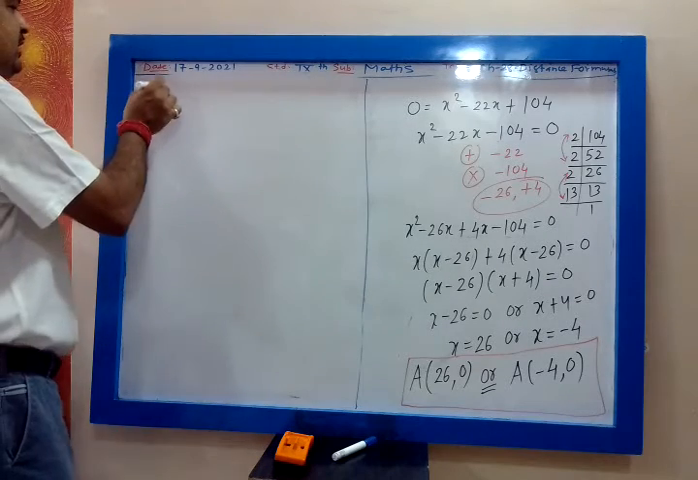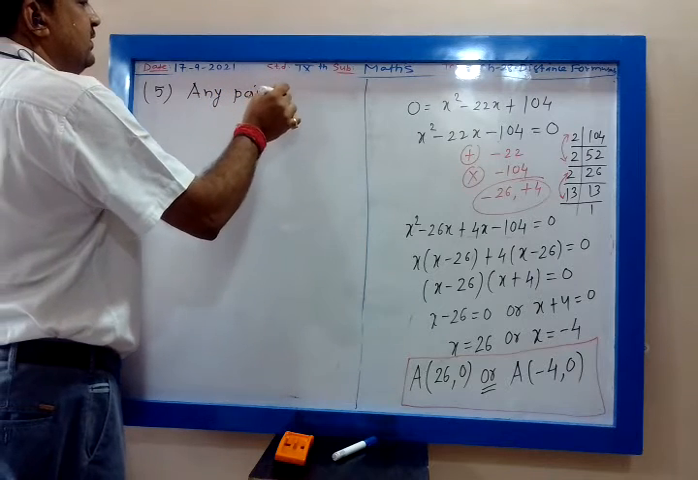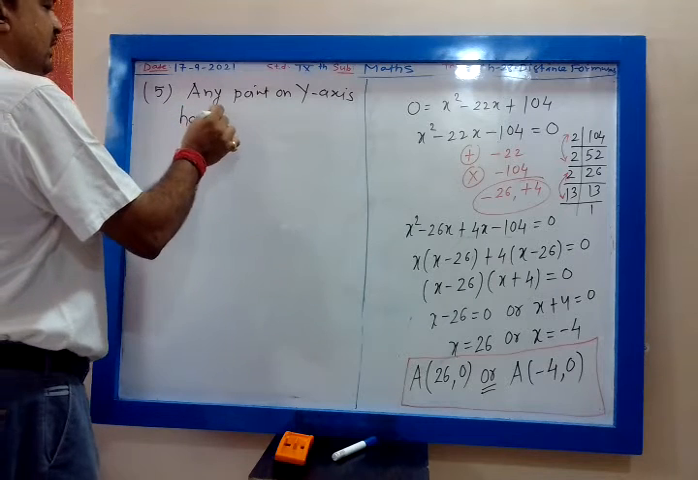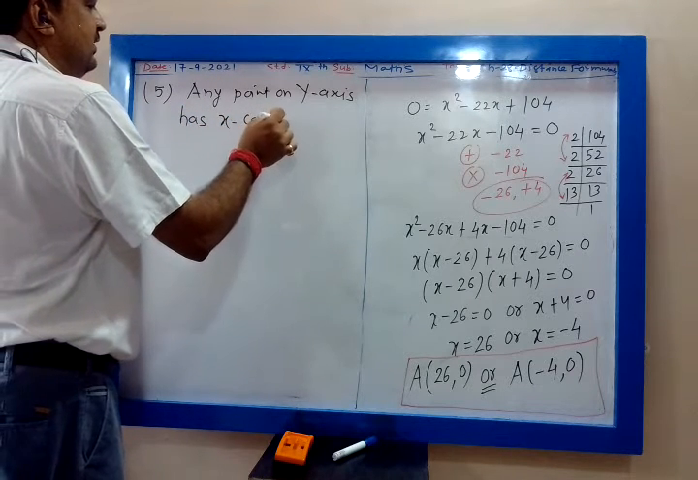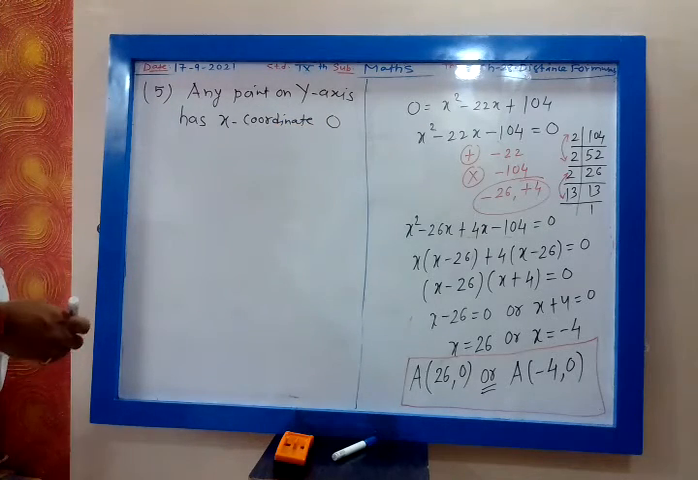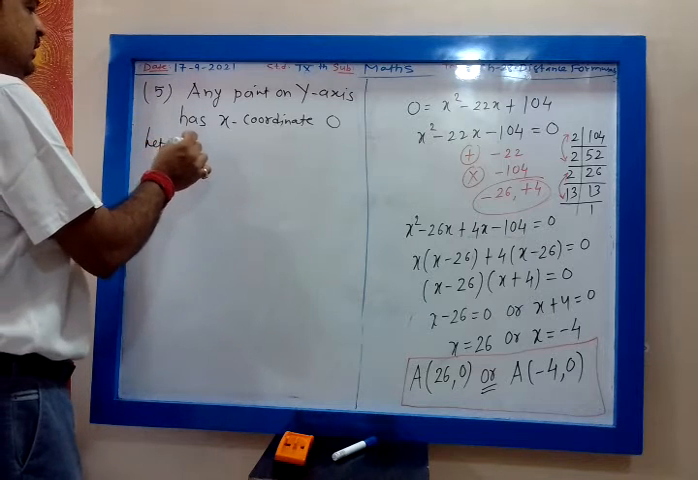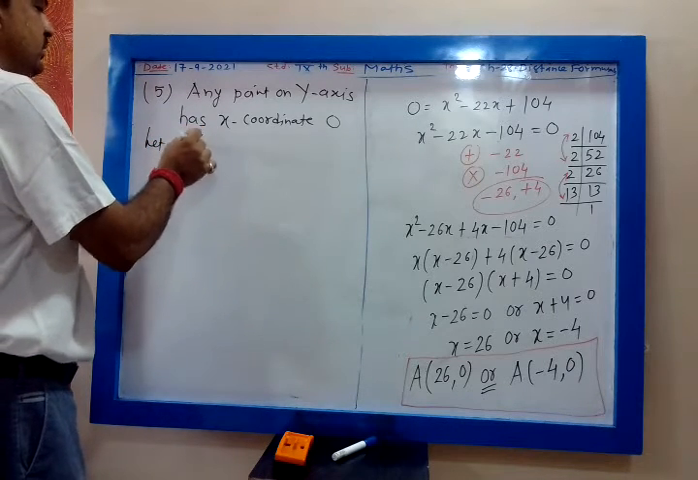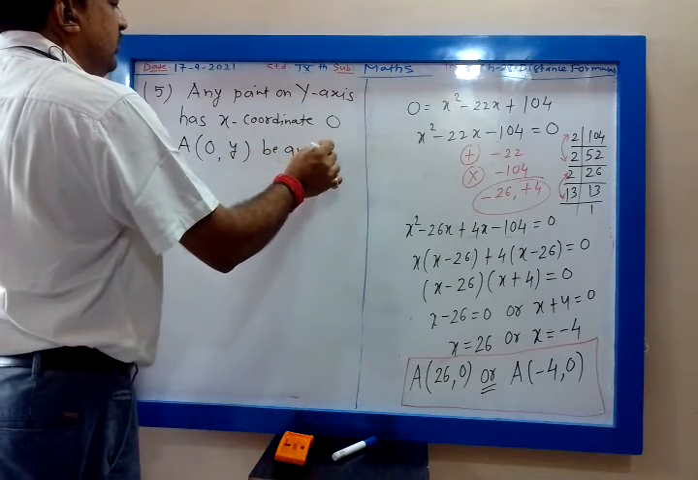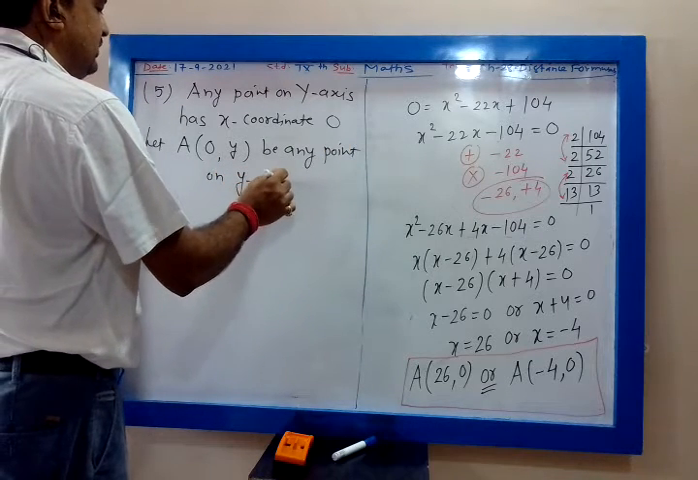So fifth one, you will write: any point on y-axis has x coordinate 0. X coordinate 0 means the first coordinate is 0. So let A be (0, y), any point on the y-axis.